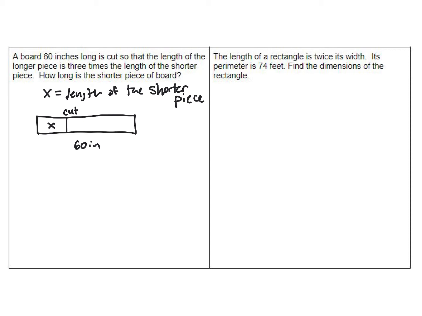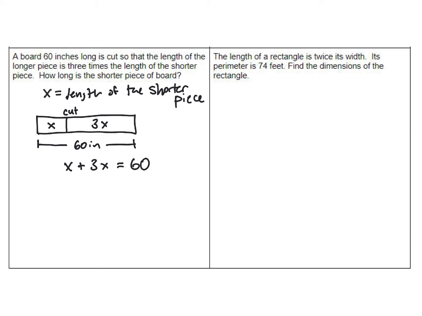My longer piece, it says, is 3 times that length. So how can I represent that? Well, if I labeled my shorter piece as x, I can label the longer piece as 3x. Now, how do I take this diagram and represent this as an equation or formula? Well, I know that x and 3x, those two pieces, when combined, should equal the overall length of 60 inches. So I can write a formula like this. If I take x and add to it 3x, I should get 60 inches. The two lengths added together should equal the overall length.